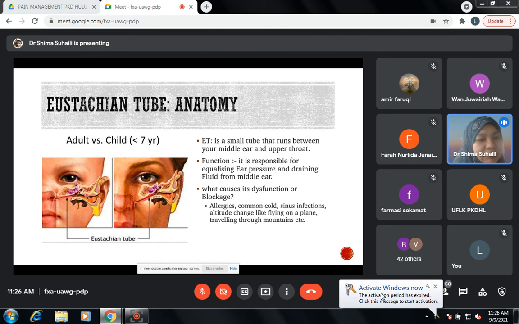So dekat middle ear ni akan jadi negative ear pressure. So with the negative ear pressure, with the blockage here, the ET tube jadi dysfunction lah. Dia punya function untuk equalizing the pressure tak bagus, and the draining of the fluid also tak boleh berlaku. So this can cause inflammation. Okay, inflammation ni a process, macam kalau kita tengok dekat tangan kita, kalau terluka, tergaris, dia jadi merah. That merah is inflammation. Tak semua inflammation ada infection.